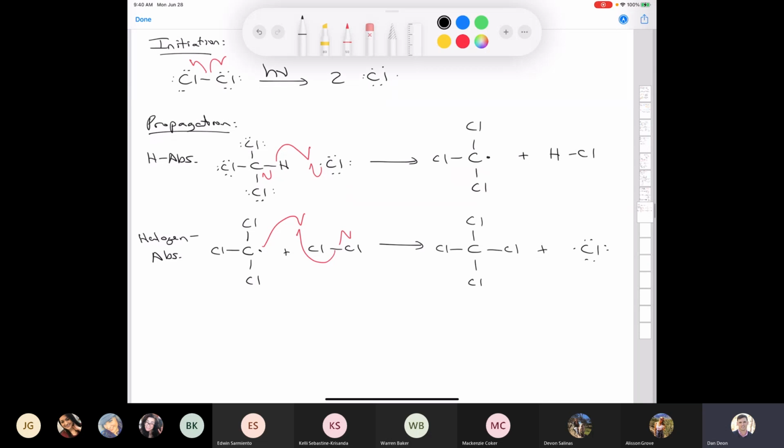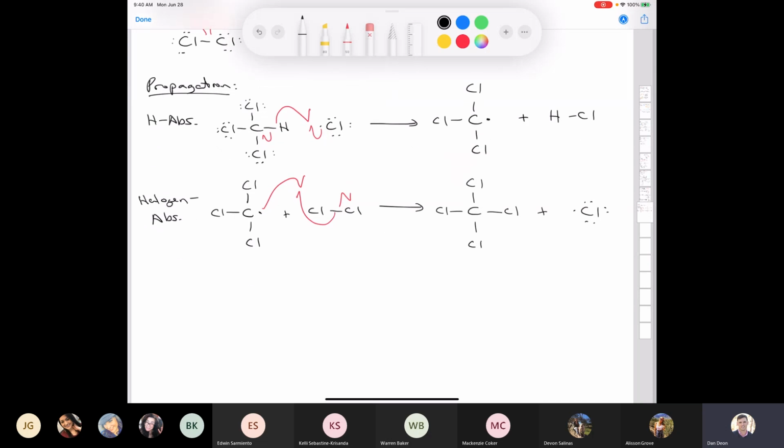And then for termination, again, you could draw any two radicals coming together. So termination, let's just draw, again, it could be anything. It could be, let's just draw two chlorine radicals meeting on the street. They come together, they produce a non-radical, and there you go. You end up with chlorine, and you're done, okay?